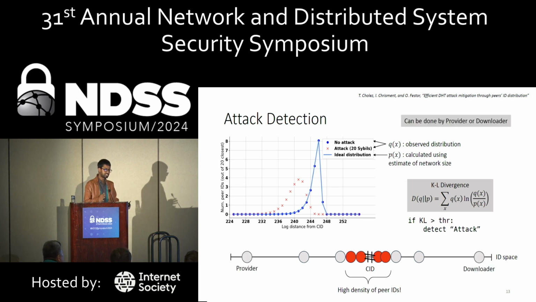This detection can be done by anybody in the network. You just need to find the k closest peers and compare these distributions. But it's particularly interesting for the provider to run this, because if the content provider detects an attack, it can raise an alarm, do whatever is necessary to mitigate the attack, and so on.